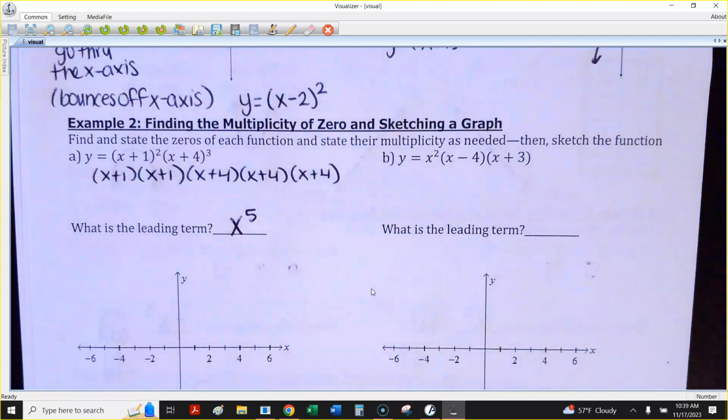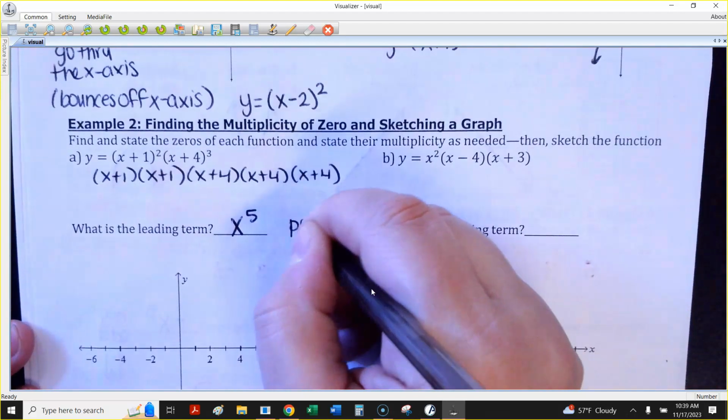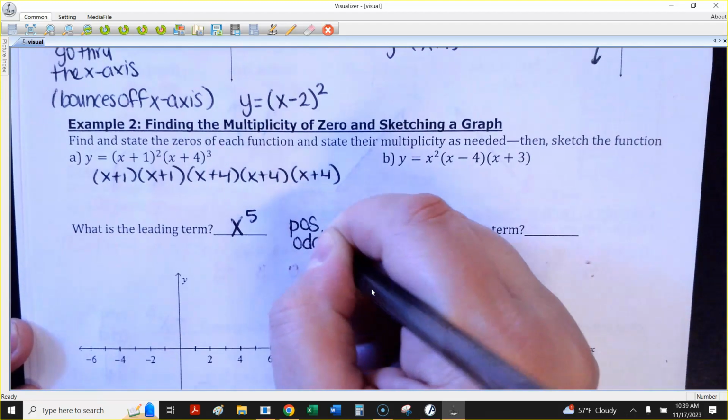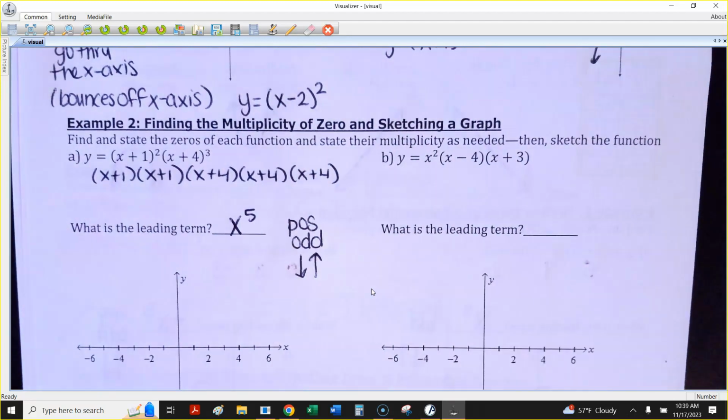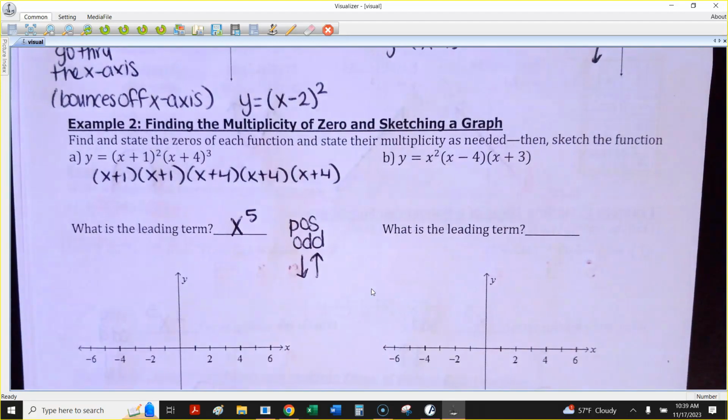But in that case, this is positive and this is odd. So positive odd goes down at the beginning and up at the end for its end behavior, just like the slope of a line, or it's the positive, it's a linear, it looks like a line with a positive slope. That's what I meant to say. Now, this is a little weird. I only have 2 zeros on this.